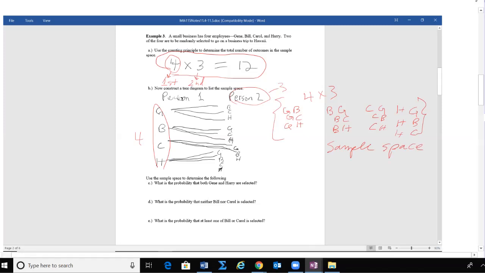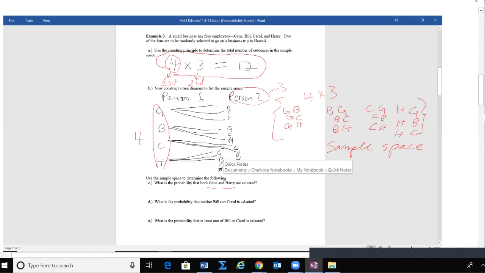So let's see the next question now. Use the sample space to answer these questions. What's the probability that both Gene and Harry are selected for the trip? Gene and Harry. All right, go to your sample space and pick out if you see Gene and Harry. Okay, I see Gene and Harry here. Here's Gene and Harry over here. So that amounts to 2 out of the 12, which is 1 out of 6.